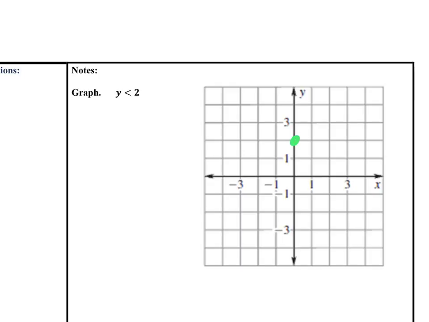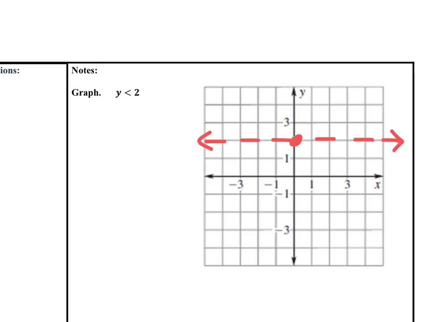I'm not going to plot it just yet because I don't know if it should be dashed or solid. Sarah, should it be dashed or solid? It should be dashed because it's less than. It is not or equal to. So we draw a dashed line through 2 with arrows. It does not have a restricted domain. And then we need to shade.